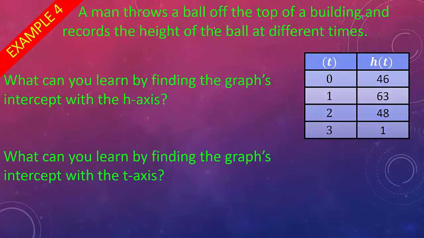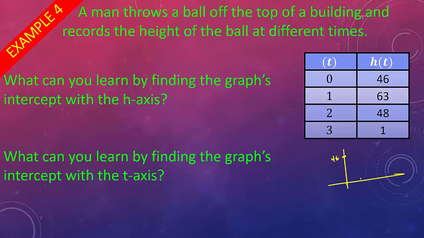All right, a man throws a ball off a tall building and records the height of the ball at different times. So that's what this is. T is time, h of t is height at that particular time. What can you learn by finding the graph's intercept with the h-axis? So again, if we were to sketch a graph of this, when t is 0, h of t, which in this case is like our y-axis, is 46.